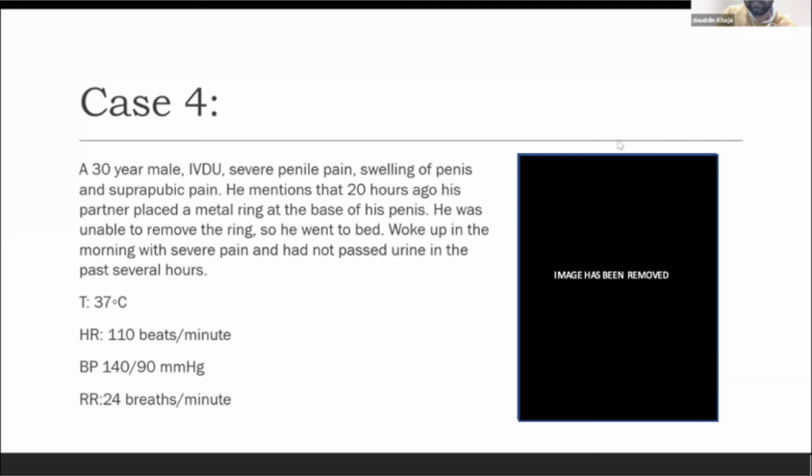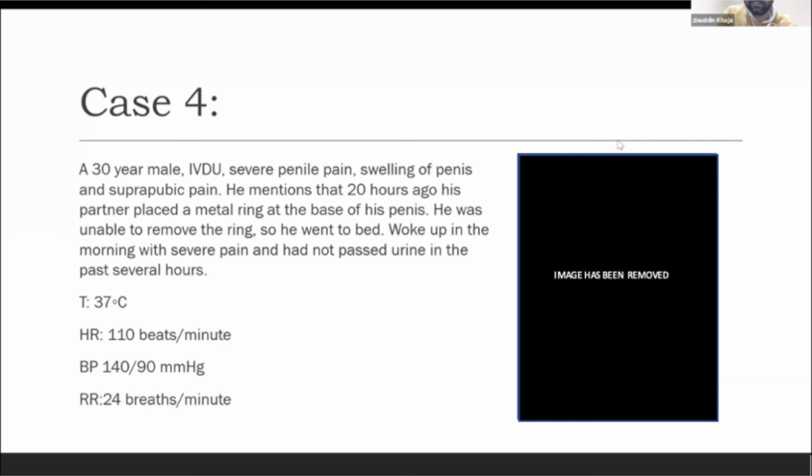It's a 30-year-old male. He's an IV drug user. He comes in with severe penile pain, swelling of his penis, and suprapubic pain. He mentions that about 20 hours ago, his partner placed a metal ring on the base of his penis. He was unable to remove the ring. I think he probably just slept, and it didn't come off. And then when he woke up in the morning, this was the scenario.